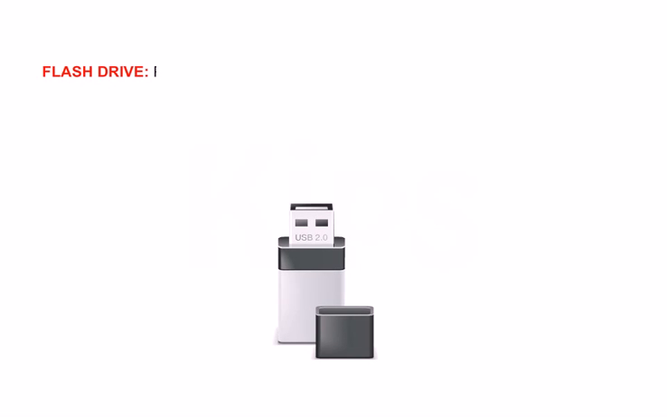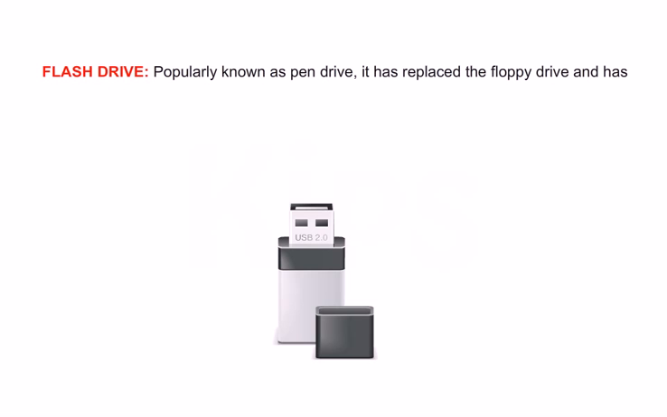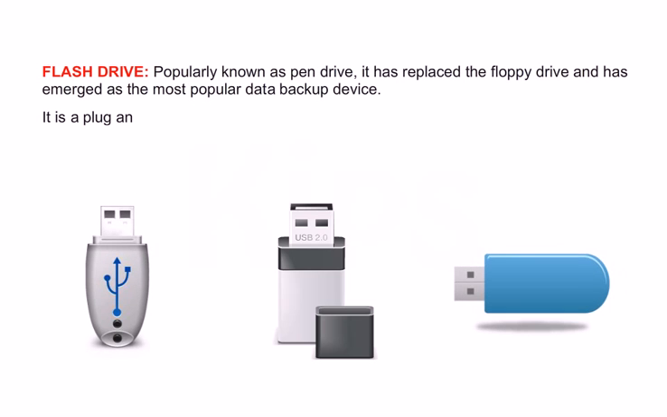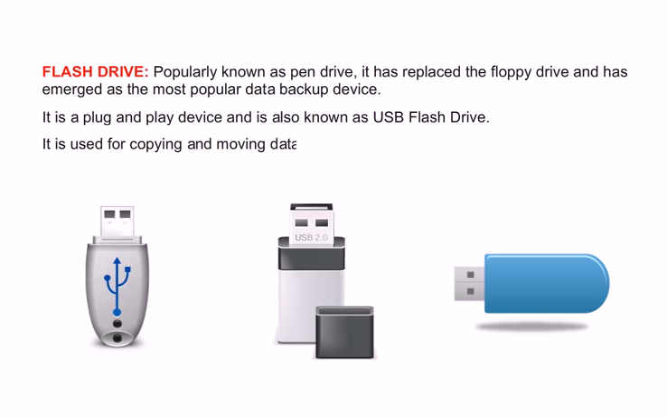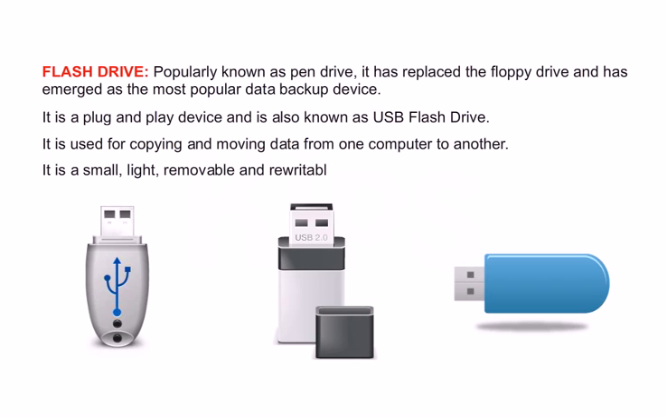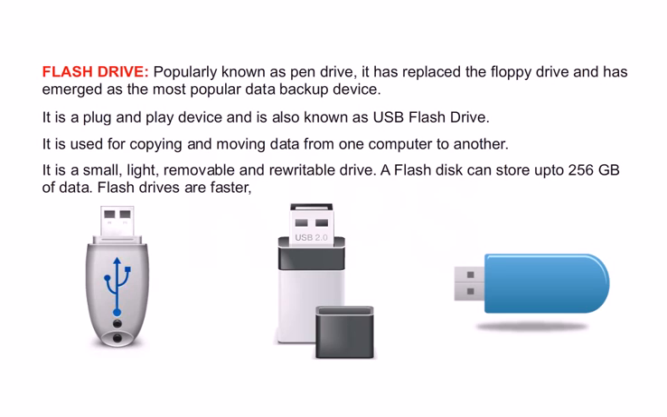Flash drive, popularly known as pen drive. It has replaced the floppy drive and has emerged as the most popular data backup device. It is a plug-and-play device and is also known as USB flash drive. It is used for copying and moving data from one computer to another. It is a small, light, removable, and rewritable drive. A flash disk can store up to 256 GB of data. Flash drives are faster, hold more data, and are more reliable.